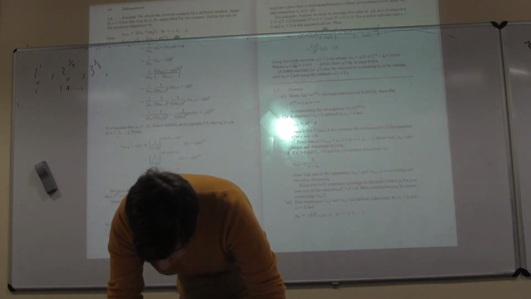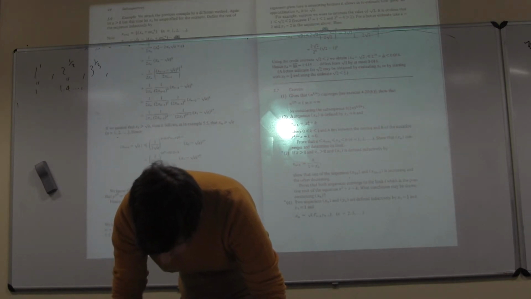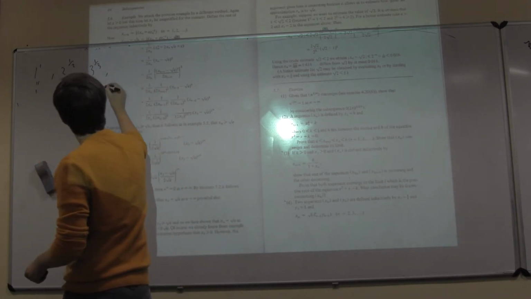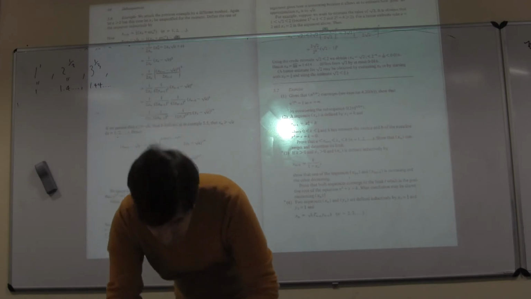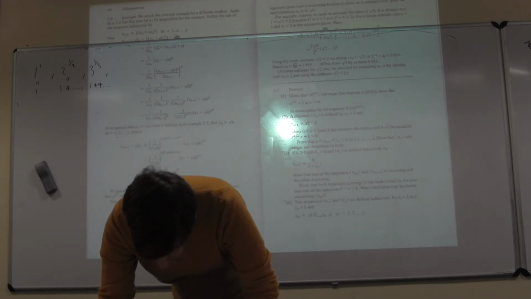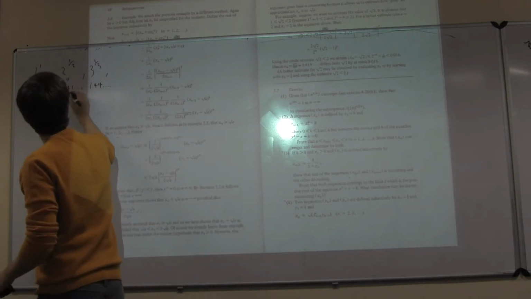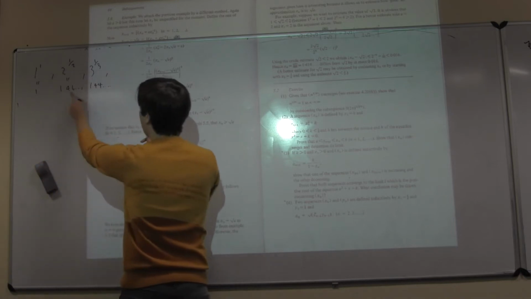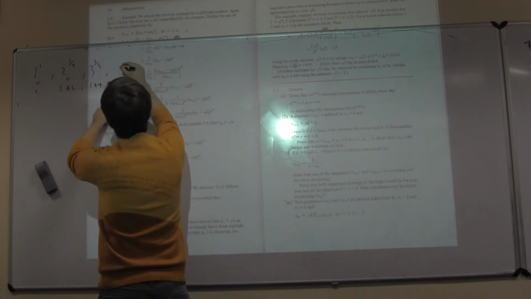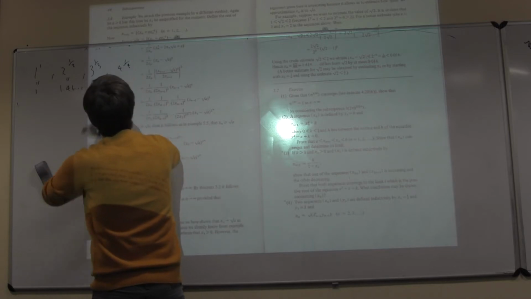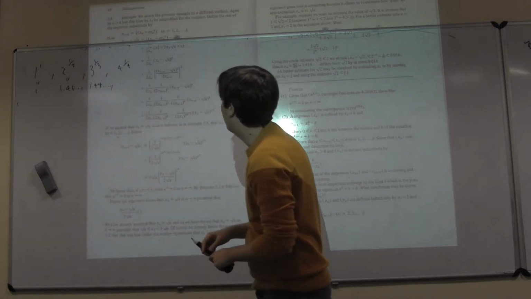Where is it? 3. The cube root of 3 is also, what is it, 1.44 something or other. It's very similar to the square root of 2, that's 1.41. So the first three terms are increasing, but then 4 to the power of a quarter, I should be able to work that out.